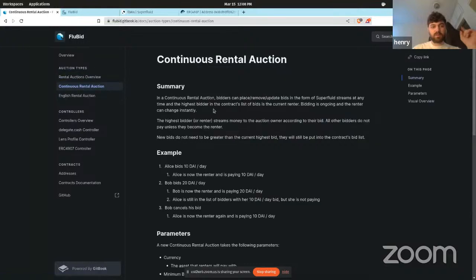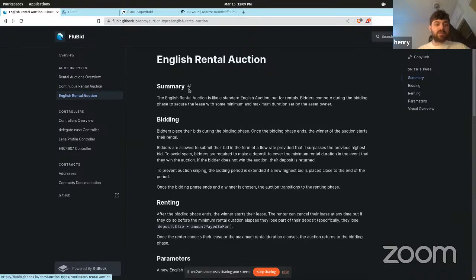One type of rental auction is the continuous rental auction, where any bidder can create, update, or delete a Superfluid stream to the auction contract. The auction contract will keep a sorted list of all the bidders, and whoever's at the top of the list is the current renter of the NFT. So it's pretty volatile. The bidders can change at any time, the renter can change at any time, so you wouldn't want to rent an apartment or something with this. It's probably more suitable to something like a game item, which would be pretty fun to rent with this.